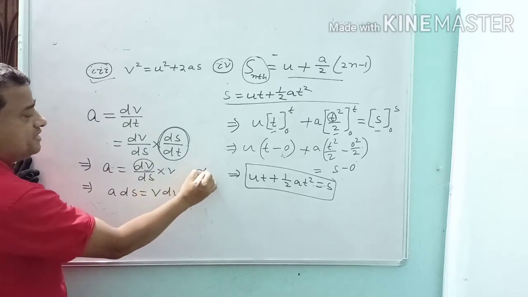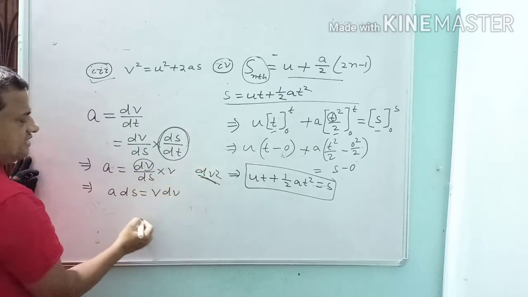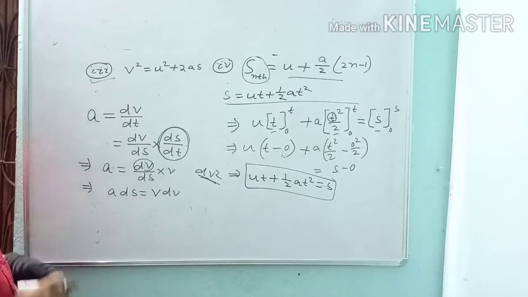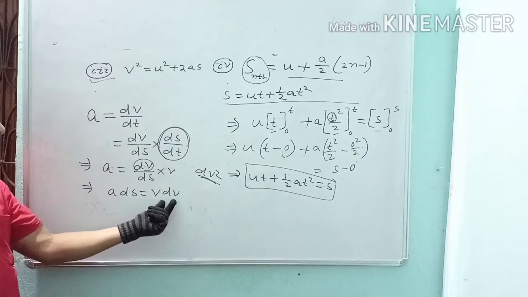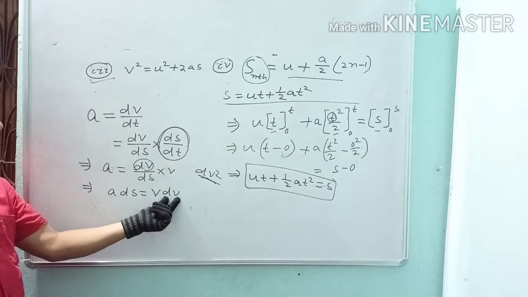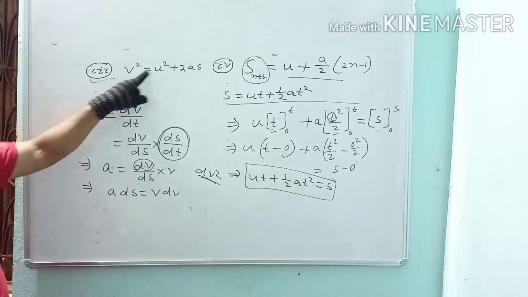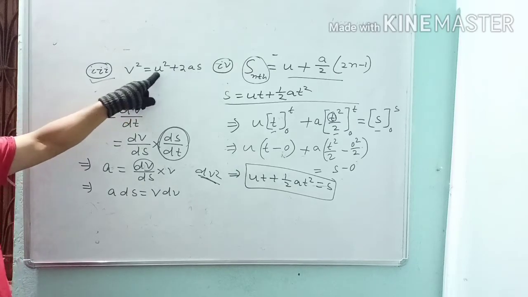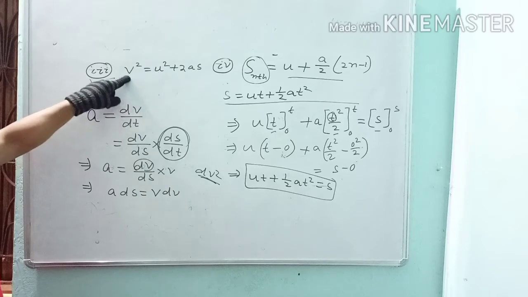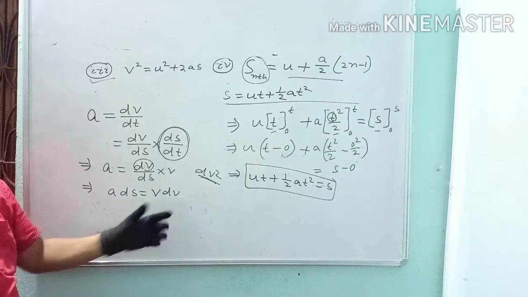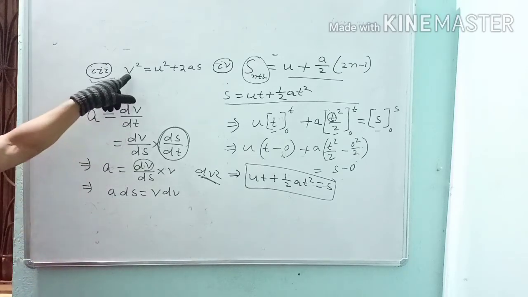You cannot write dv square, that is wrong. So dv into v is v into dv. What is the meaning of this? In dv change of velocity, the displacement is ds. When displacement is s, its initial velocity u is changed into final velocity v. So for ds displacement, the velocity change is dv. For s displacement, velocity will be v.